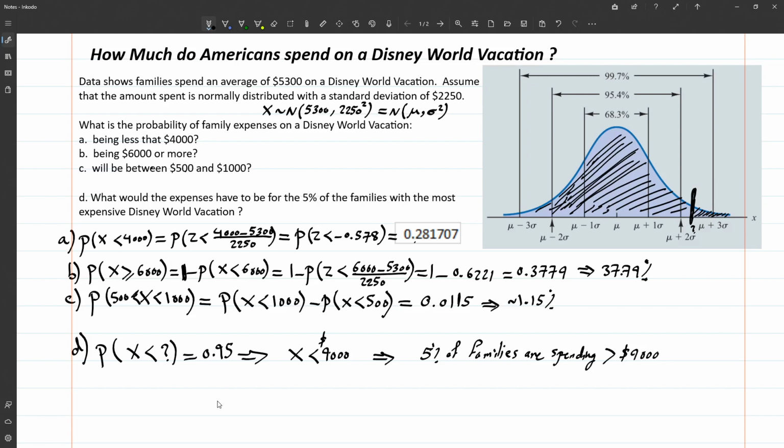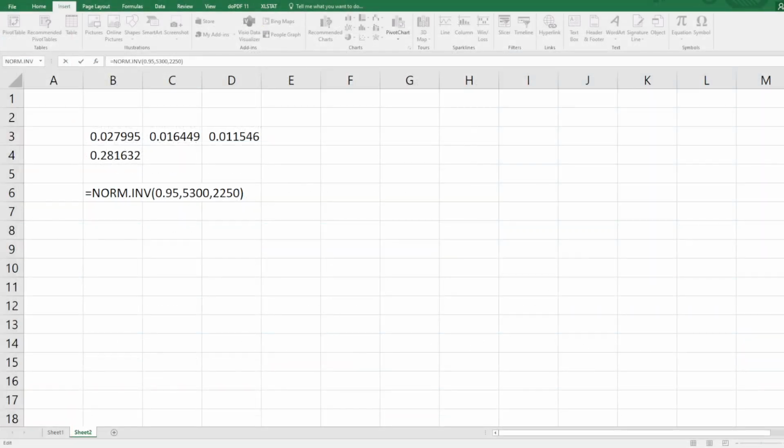If you wanted to use the standard table at the end of the textbook, you would use a standard normal random variable, where the mean is 0 and the standard deviation is 1. If you do that, it reports back 1.6448, roughly 1.6449.